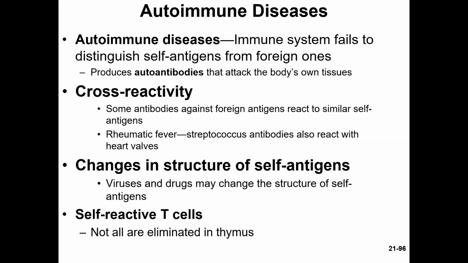So when we talk about autoimmune diseases, this is where the immune system fails to distinguish self-antigens from foreign ones. It produces autoantibodies that attack the body's own tissues. It has cross-reactivity: some antibodies against foreign antigens react to similar self-antigens. Rheumatic fever can be an example. Streptococcus antibodies also react with heart valves.